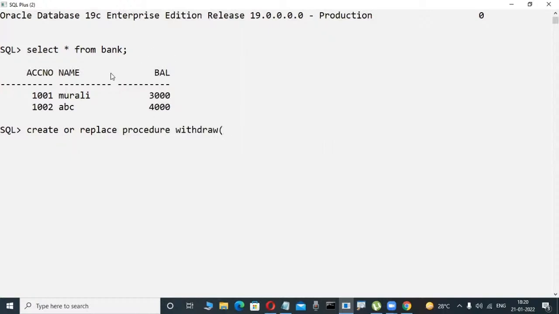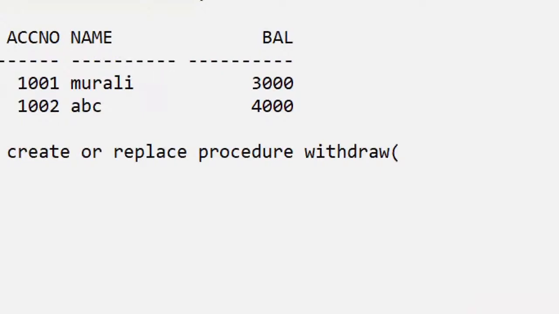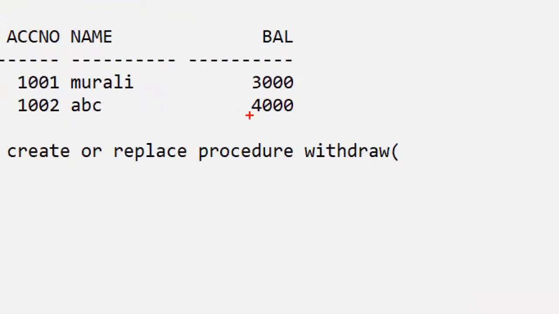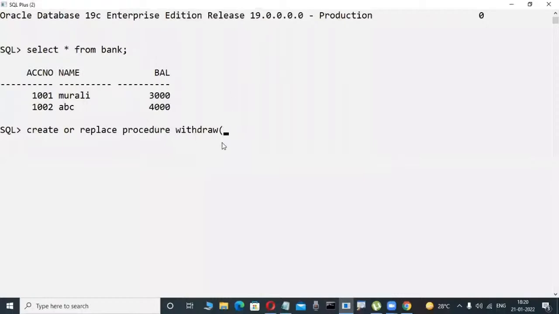Slowly observe here. This is a table. In my project, I try one scenario. I try to implement one small scenario only, withdraw. Actually, in big packages, withdraw, deposit, all the things they are writing in real time. But unfortunately, I'm giving only some small task in a procedure. Now here, create or replace procedure withdraw. Suppose here I'm passing an account number.